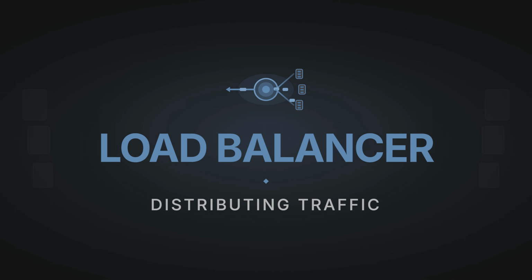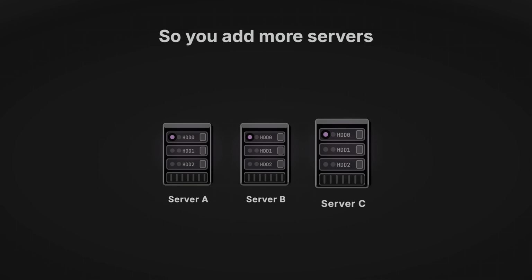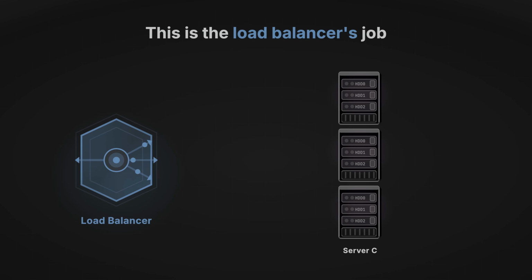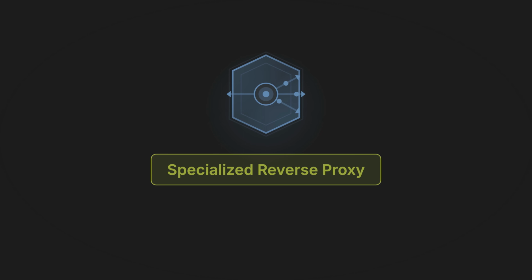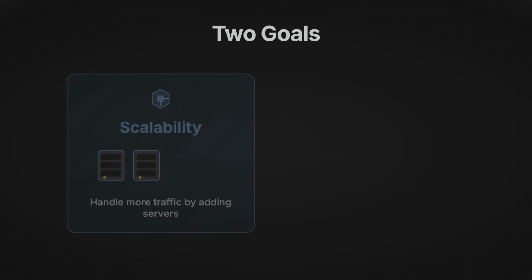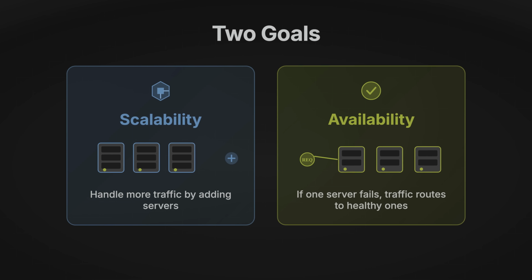Your application is growing. One server can't keep up, so you add another, then a third. Now you have a new problem. How do requests get distributed across these servers? This is the load balancer's job. A load balancer is a reverse proxy with one specific mission: distribute incoming requests across multiple backends. Two goals: scalability, handle more traffic by adding servers; availability. If one server fails, traffic routes to healthy ones, no downtime for users.